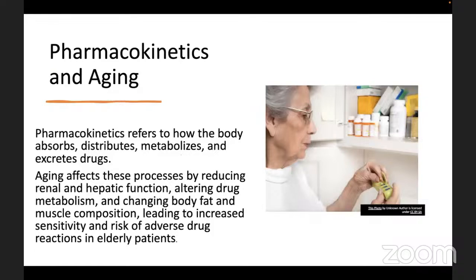Pharmacokinetics and aging. Pharmacokinetics refers to how the body absorbs, distributes, metabolizes, and excretes drugs. Aging affects these processes by reducing both renal and hepatic function, altering drug metabolism, and changing body and muscle fat composition, leading to increased sensitivity and risk of adverse drug reactions in elderly patients.